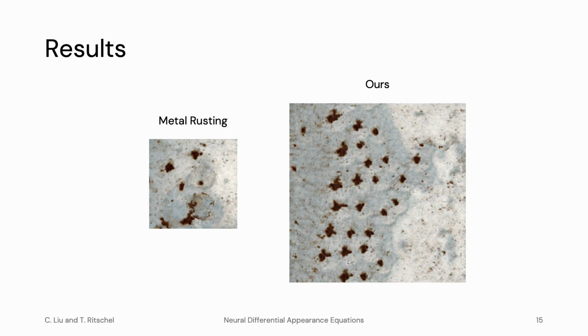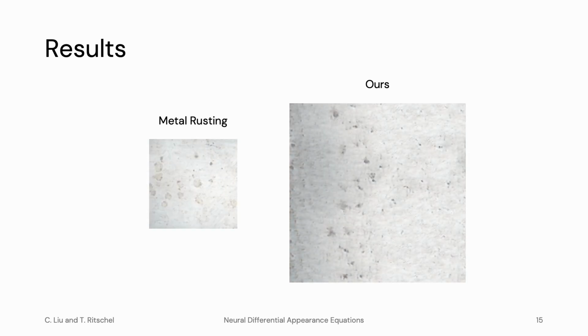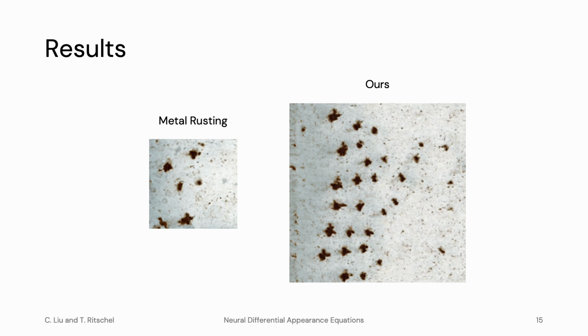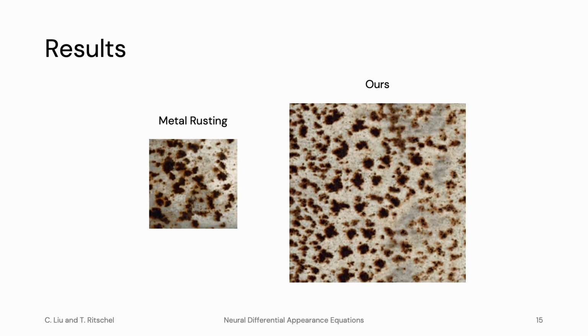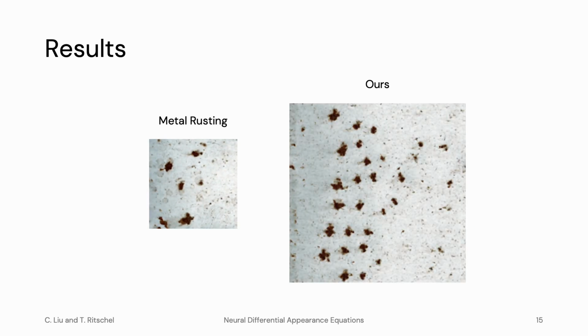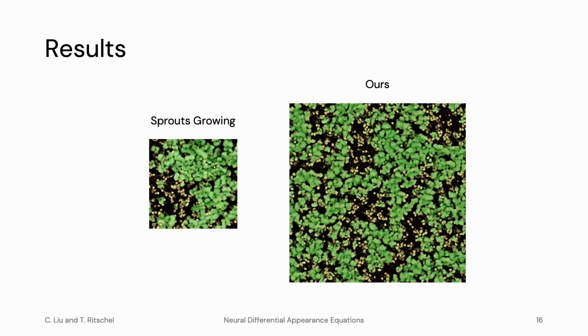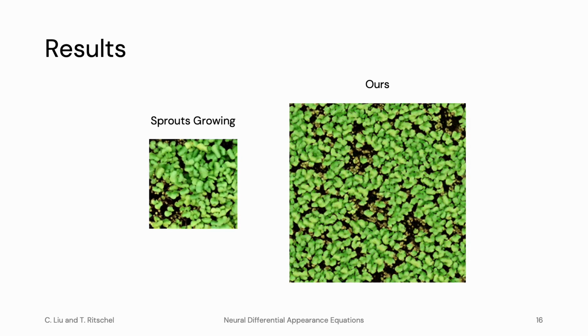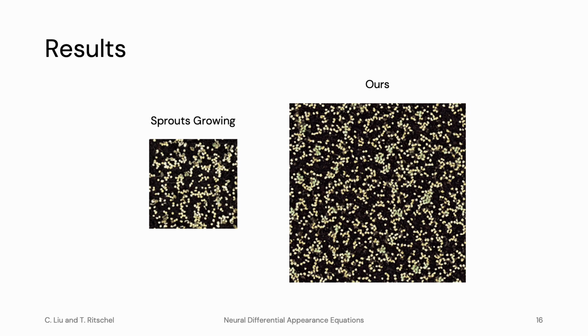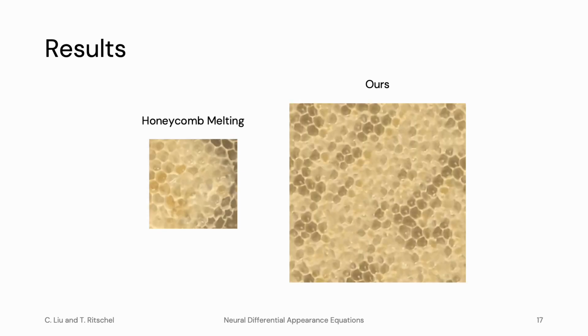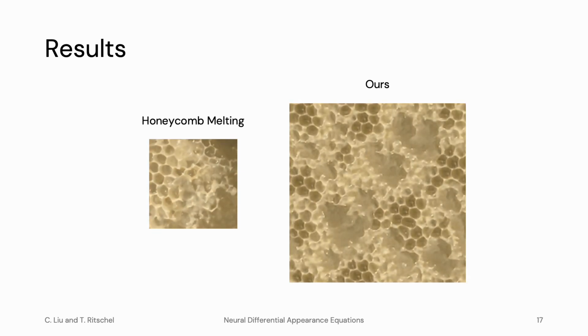This is what you saw before, the metal rusting. Left is the input, right is ours. The output is larger than the input because we start from a larger noise, a common practice in texture synthesis to show the diversity of the method. This is growing, some seeds are sprouting. And this is honeycomb melting.